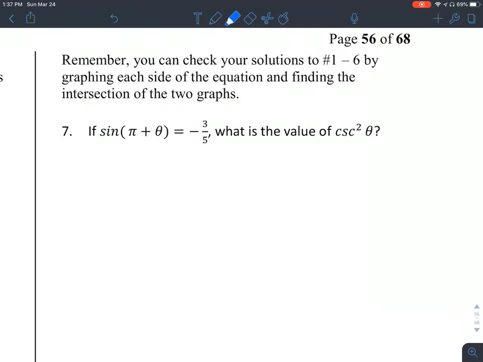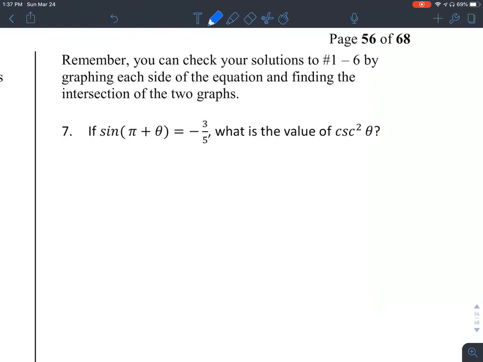Number 7. Well, the directions say, remember, you can check your solutions to 1 through 6 by graphing each side of the equation and find the intersection of the 2 graphs. That's referring to your calculator. Welcome to do that if that's something that you want to do. Number 7, if sine of angle pi plus theta is -3/5, what's the value of cosecant squared of theta?